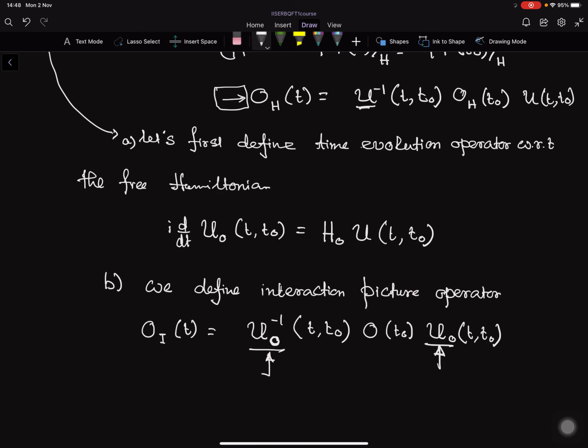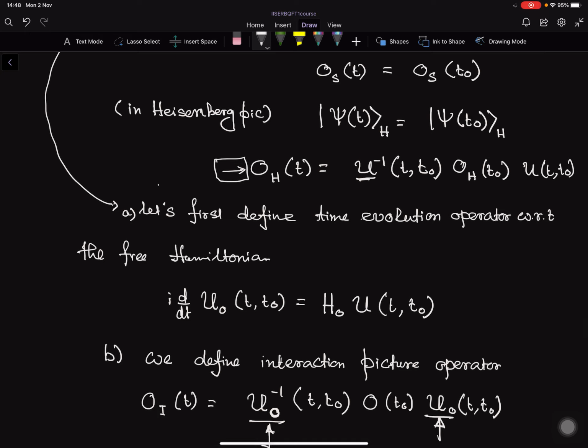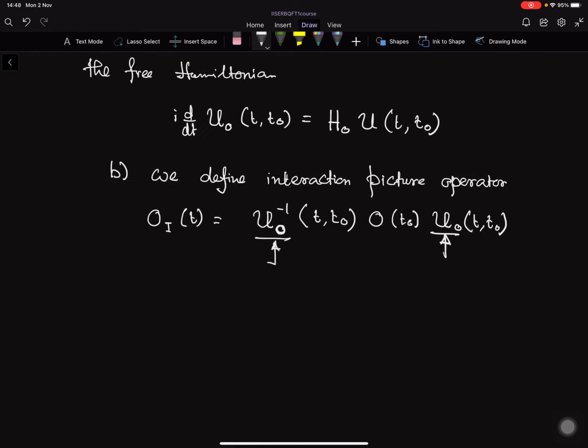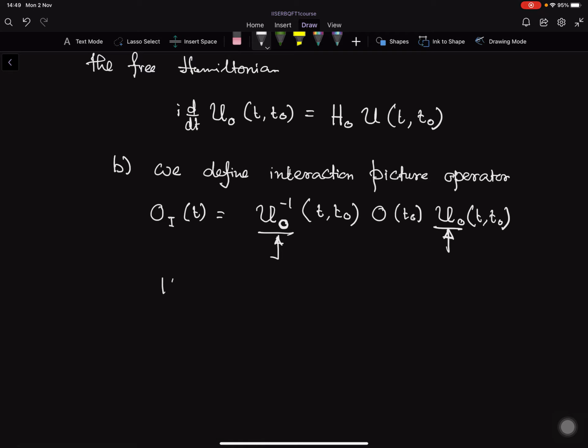Okay, so I forgot to mention, we also assume that all pictures match at t equals t0. Okay, so this is our assumption. So t0 is some arbitrary time, it doesn't matter what that time is. So if this is our definition of the interaction picture operator, let's specialize to two particular operators.